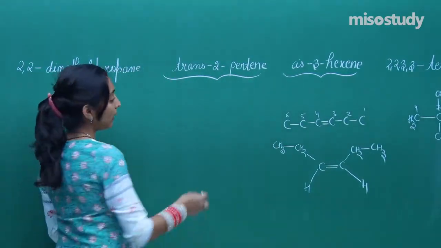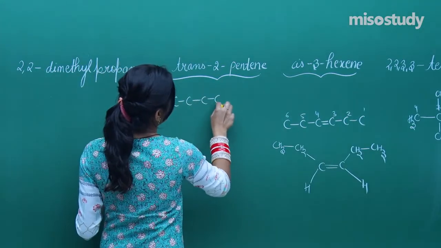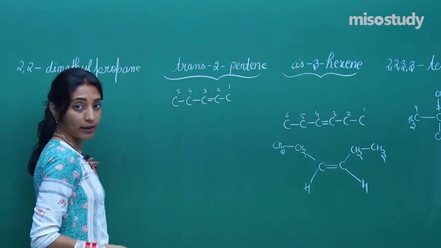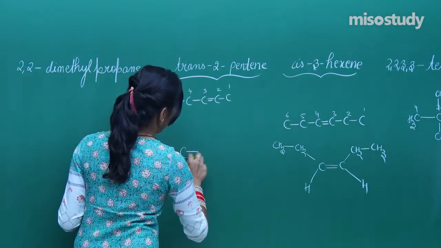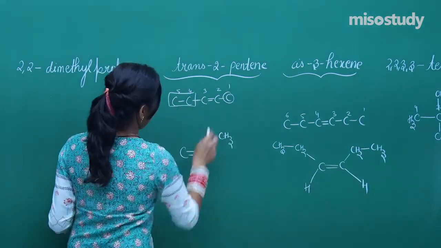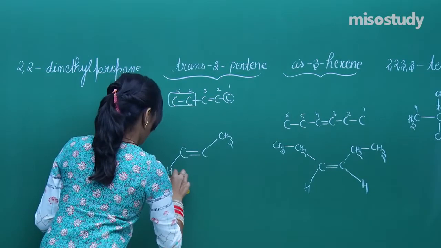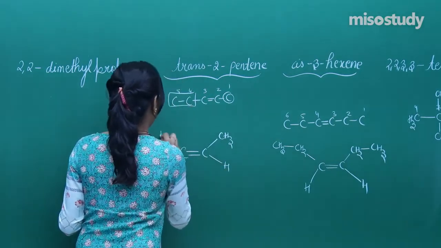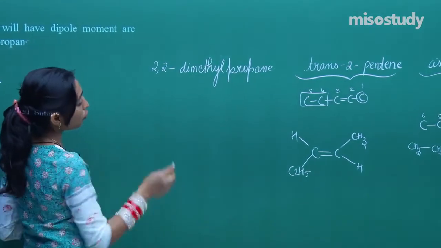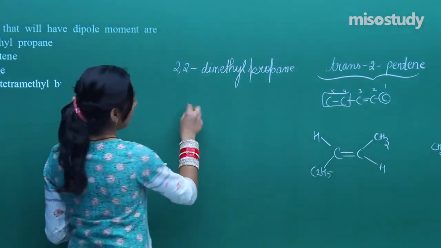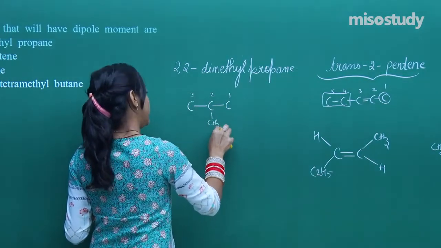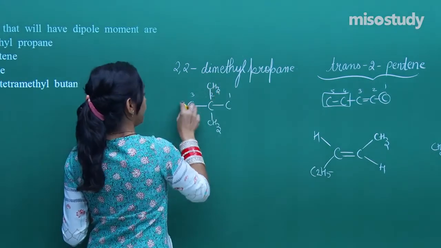Now moving on to trans-pent-2-ene or trans-2-pentene. So 1, 2, 3, 4, 5. And at second position, there will be a double bond. So if I draw, we have a CH3 and a C2H5. So this is trans-2-pentene, okay. And another is 2,2-dimethyl-propane, 1, 2, 3, and at second position 2 methyl groups are there, right.